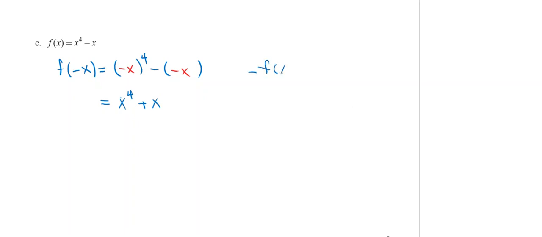Let's find negative f of x. That's the negative of the whole thing, so I have to distribute that negative. Oh, they're not the same. So f of negative x is not the same as f of x. It's not the same as negative f of x, which means this function is neither odd nor even. It doesn't have any kind of symmetry with respect to the y-axis or with respect to the origin.